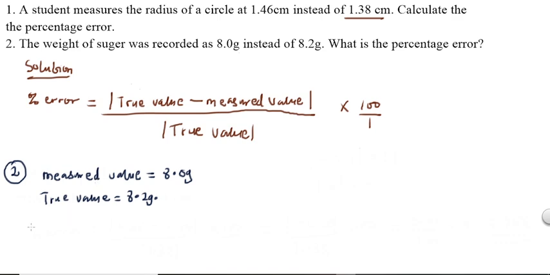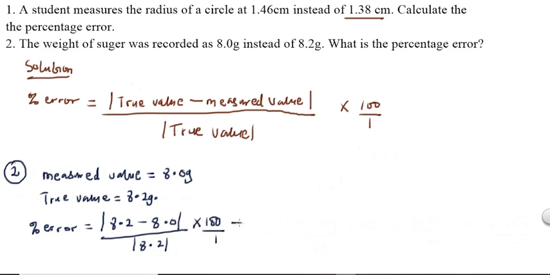So our percentage error would be equal to, we use this formula here. So this will be the absolute value of true value, which is 8.2, minus measured value, which is 8.0, divided by the absolute value of 8.2, and then times 100 over 1. So this is equal to 8.2 minus 8.0, which is 0.2, divided by 8.2 times 100. Now if we do this on our calculator, we get 2.44%. So our percentage error for the second question is 2.44%.